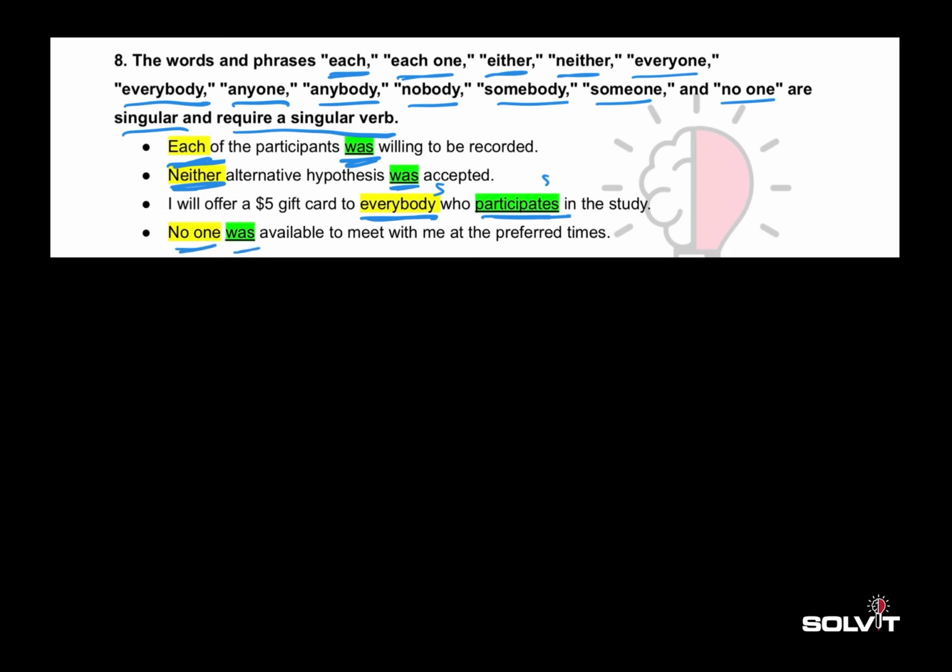No one was available to meet with me at the preferred times. So no one is singular and was will also be singular. The best thing to do is to just learn all of these words that have been listed over here: each one, either, neither, everyone, everybody, anyone, anybody, nobody, somebody, someone, no one. Just learn all of these words and remember that they will always be treated as singular, and so the verb used with them will also always be singular.